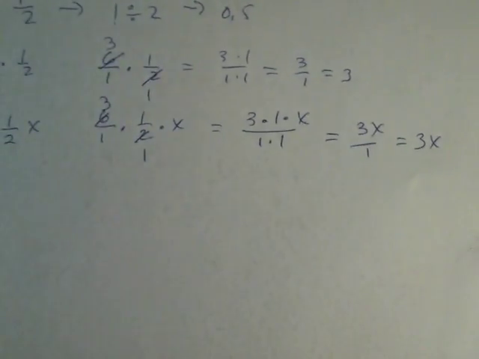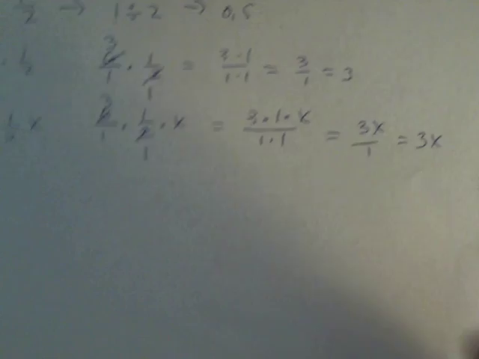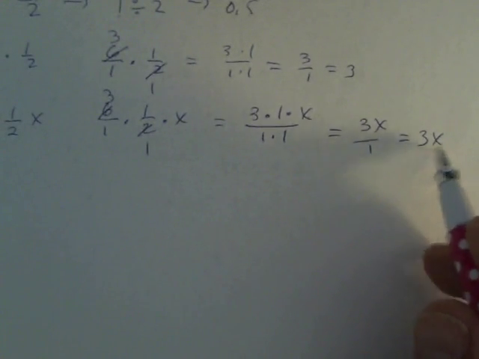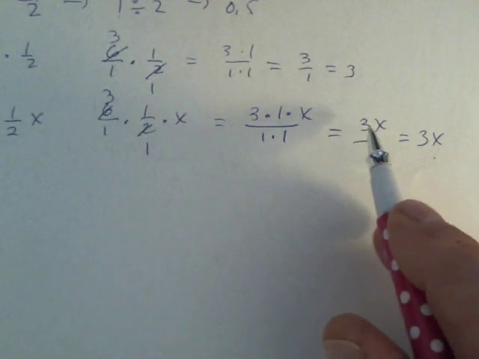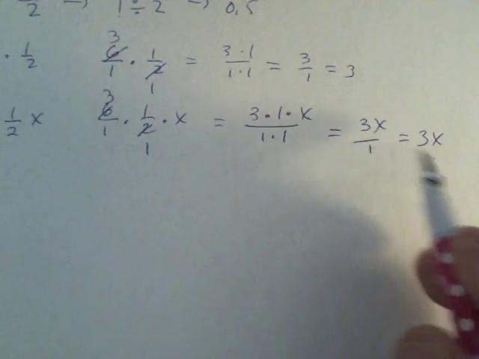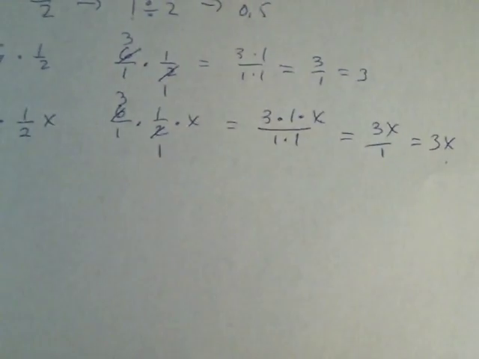You always have to write things in their simplest form. And this is the simplest form. This is simpler than that. So anytime you have a 1 left in the denominator, you just get rid of it. Okay?